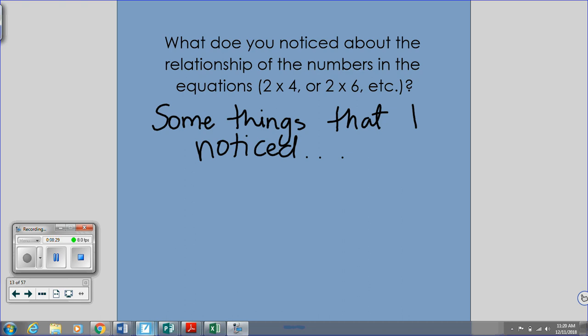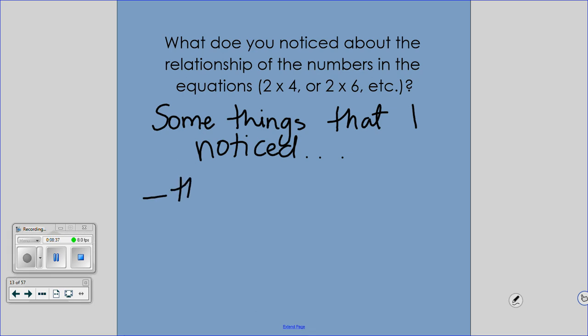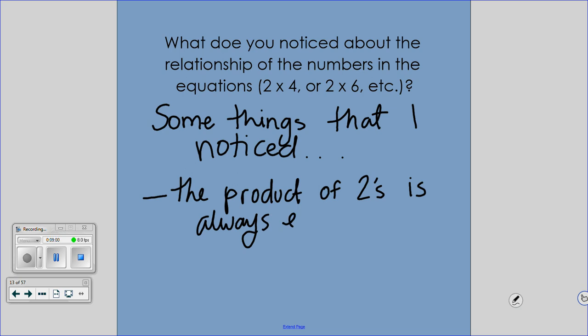Caleb, what did you notice? Ooh, that's really cool. So he said, and I'm kind of changing your words a little bit, but the product, the answer, to any of our 2's is always an even number. That's a great observation, Caleb. I like it. The product of 2's is always even. If you didn't come up with that, go ahead and add that to your observations.